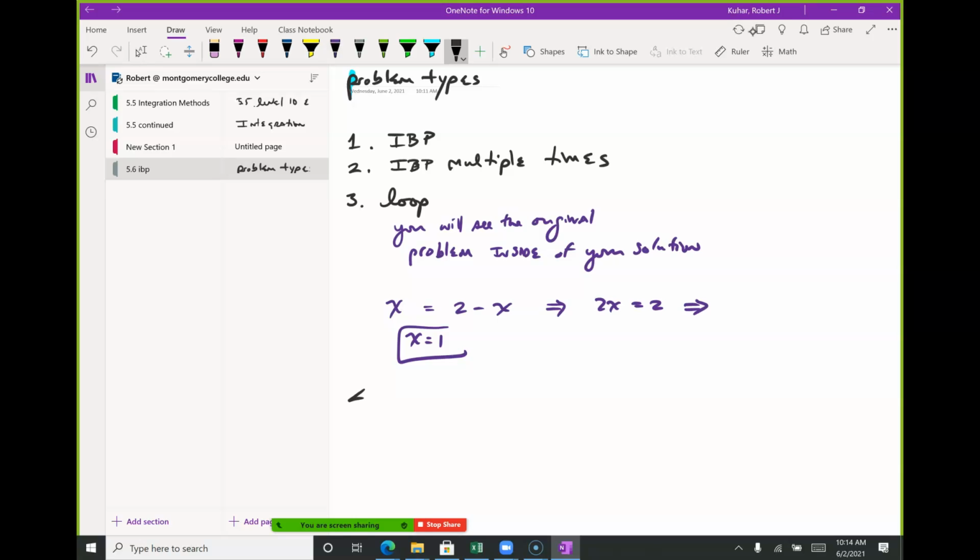And then the fourth problem is what I call tic-tac-toe. It's a shortcut version of integration by parts. And this can only be used when u to the nth derivative equals 0 eventually.